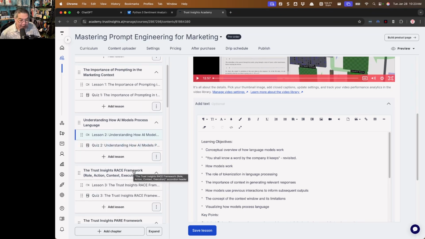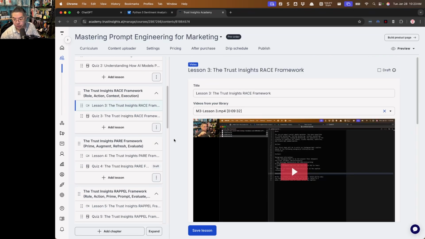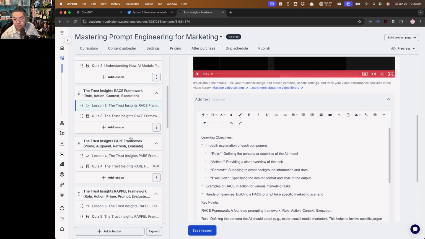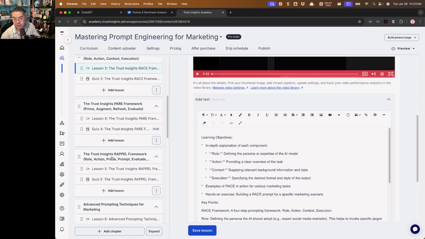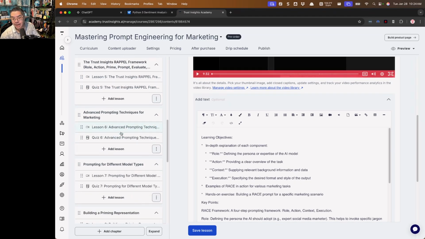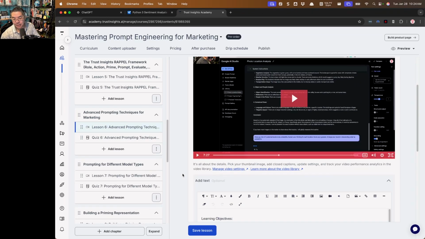There's a whole analogy with a newsroom and an editor-in-chief so that you understand the architecture of an AI system and how your prompting is processed by it, because this gives us a lot of hints as to what's going on under the hood. In Section 3, we look at the RACE framework and how you use it. In Section 4, the PAIR framework. In Section 5, the RAPPEL framework. In Section 6, advanced prompt engineering techniques.